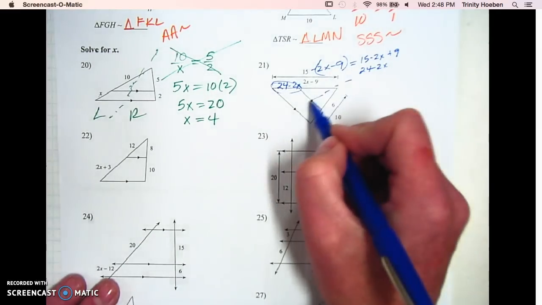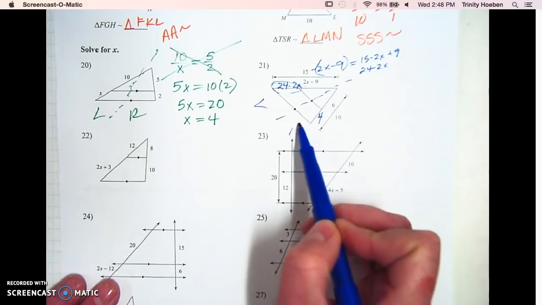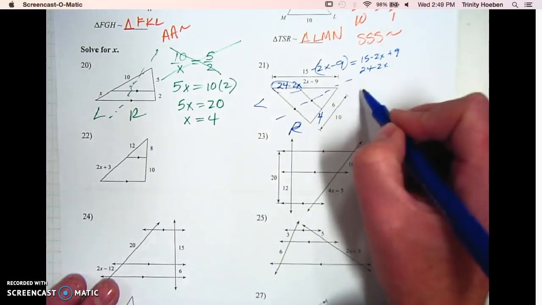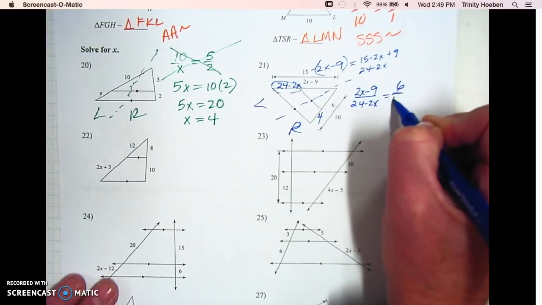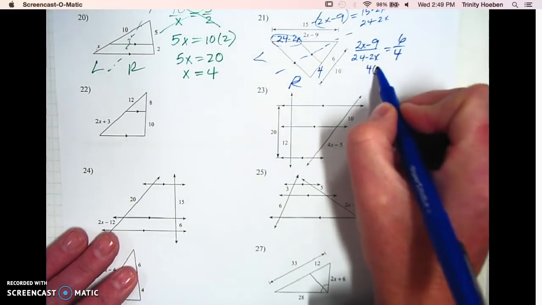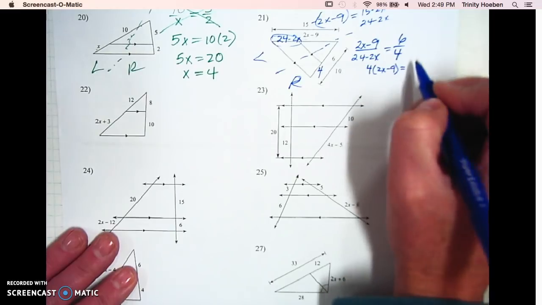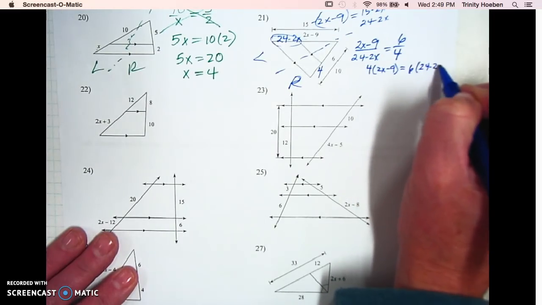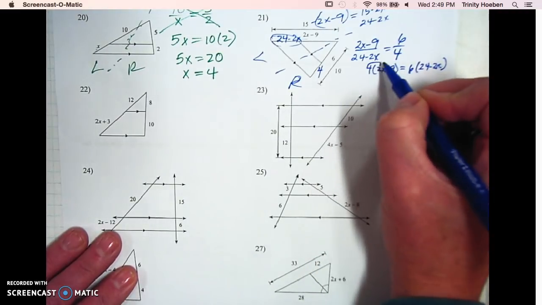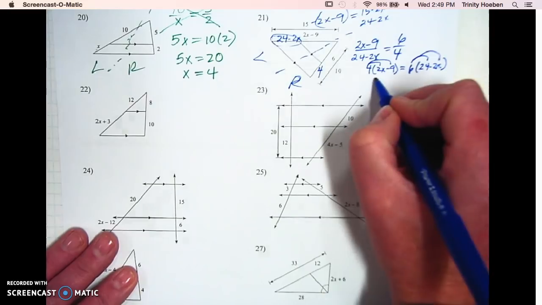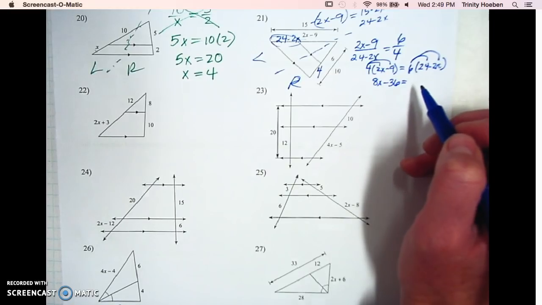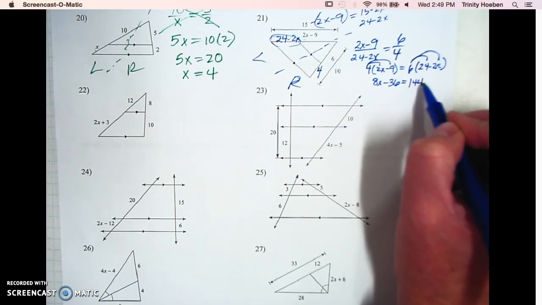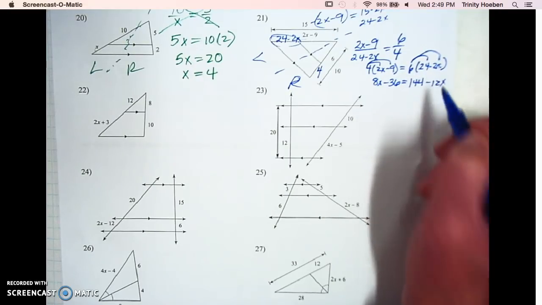Now we can use our imaginary line and do our left and right, numerator, denominator, and set up our proportion. So 2x minus 9 over 24 minus 2x, set that equal to 6 over 4, and do the cross product. So we're going to have 4 times 2x minus 9, set that equal to 6 times 24 minus 2x, and distribute on both sides. It's a lot of rainbows to draw. So 4 times 2x is 8x, 4 times negative 9 is negative 36. 6 times 24 is, what was that, 144. And 6 times negative 2x is negative 12x.